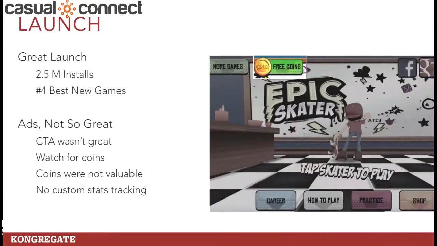The game did great at launch. We had a high volume of installs and really good featuring, but even with these really good results, we felt that the revenue was falling short, mostly the ad revenue. And to be honest, the ads were not so great. As you can see, the call to action is one of many buttons of many colors on the screen, and it can get easily lost.